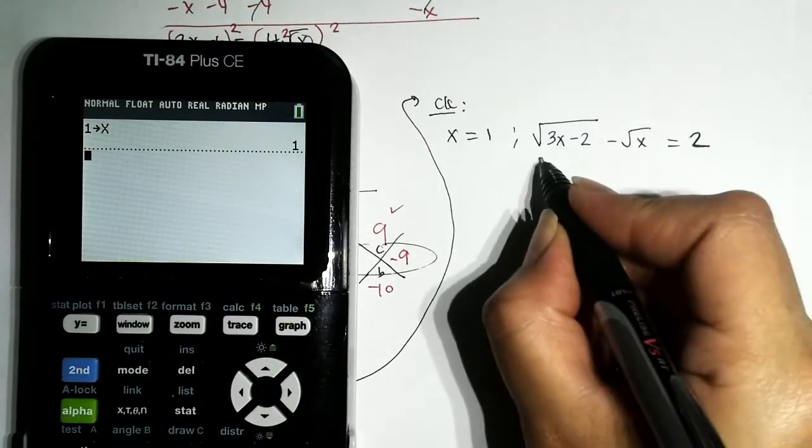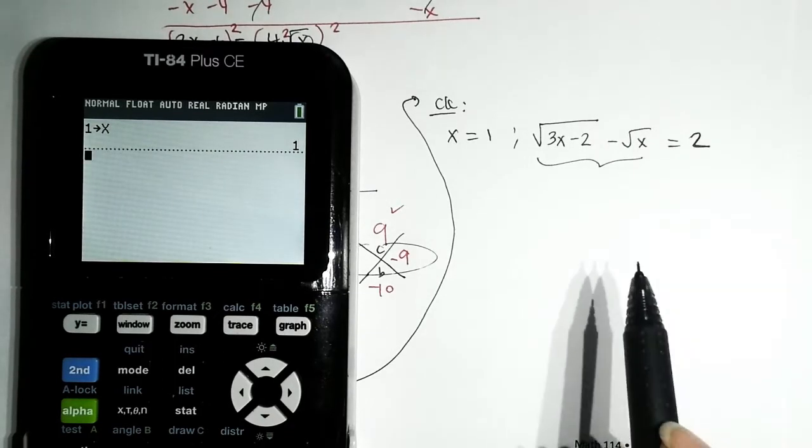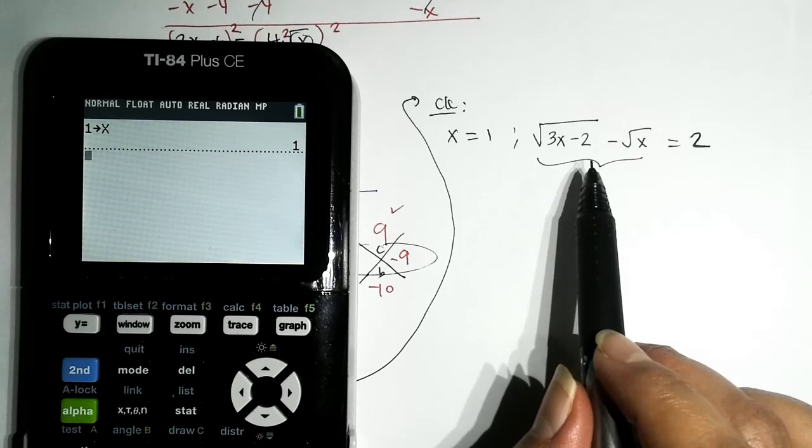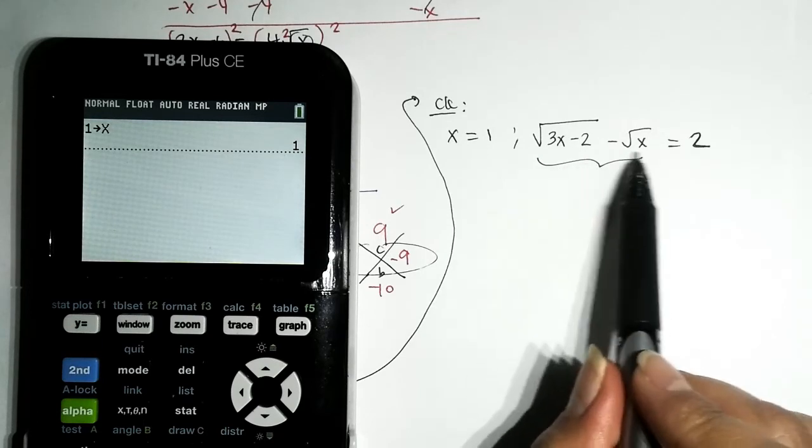So then I want to know, what does the left side simplify to? Again, the numbers are pretty small, so we can easily do it by hand, but we have no time for that. So let's punch in the expression as is.